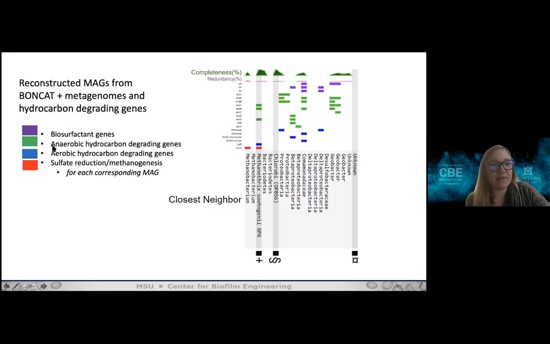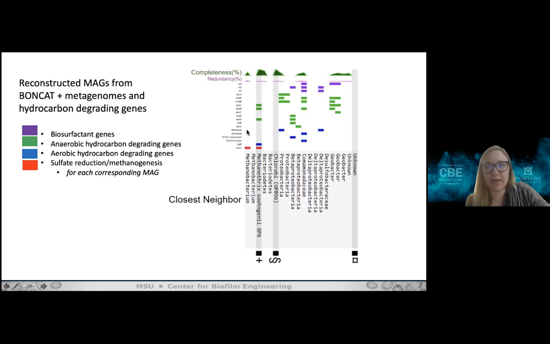We then looked at some anaerobic hydrocarbon degradation genes, aerobic hydrocarbon degradation genes, and then of course sulfate reduction. We wanted to know, were we getting presence of sulfate reduction, and then methanogenesis. In this graph, we see all of our different Boncat MAGs, and the colors indicate which genes were present or absent. We had these specific genes that we were looking for over here. Our list was like 200 genes long, but these were the ones that we narrowed it down to as being the most important.